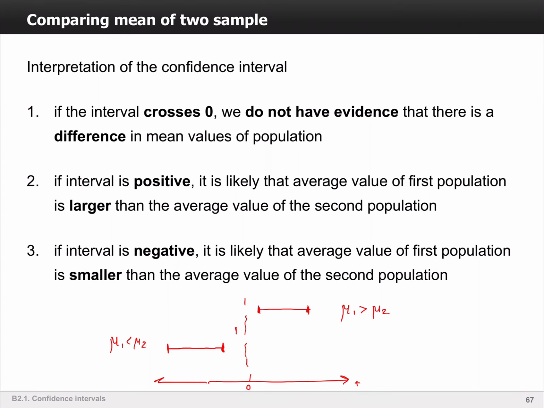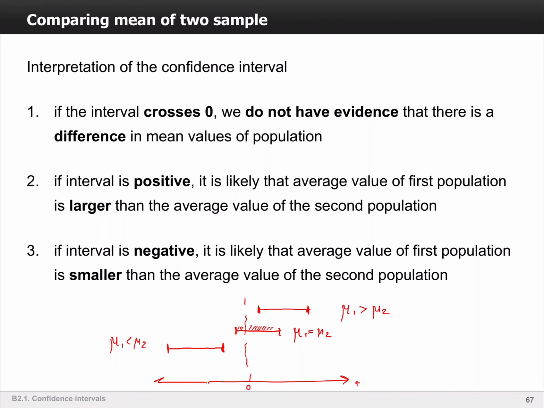But if you have a case something like this, sometimes you have mu1 smaller than mu2, sometimes you have mu1 larger than mu2. You can't see a difference between them. So if you have this case, you assume that the populations have the same average value. You don't have statistical evidence that there is any difference between the populations. Okay, so that's the way to compare populations.